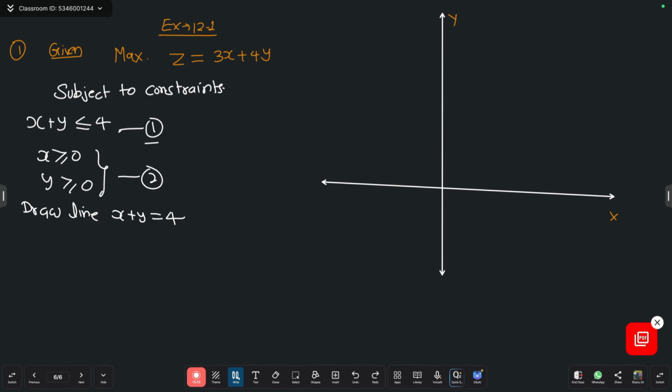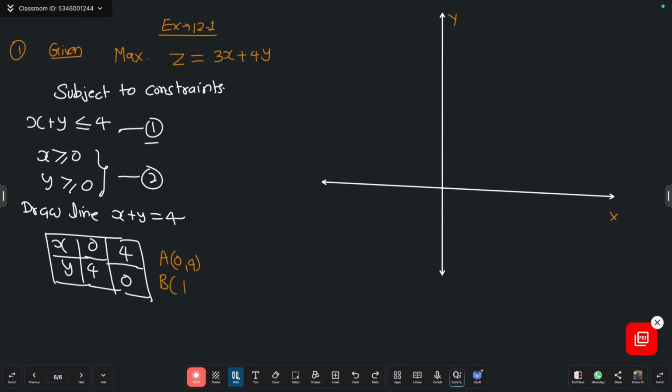How to draw this line? It is very easy to draw. Suppose you tell me if x value 0 here, then what is y value? 4. And if y value 0, what is x value? 4. So from here you got 2 points, and to draw a line 2 points are enough. So from here we have 2 points. Suppose A point is 0, 4 and B point is 4, 0, correct.